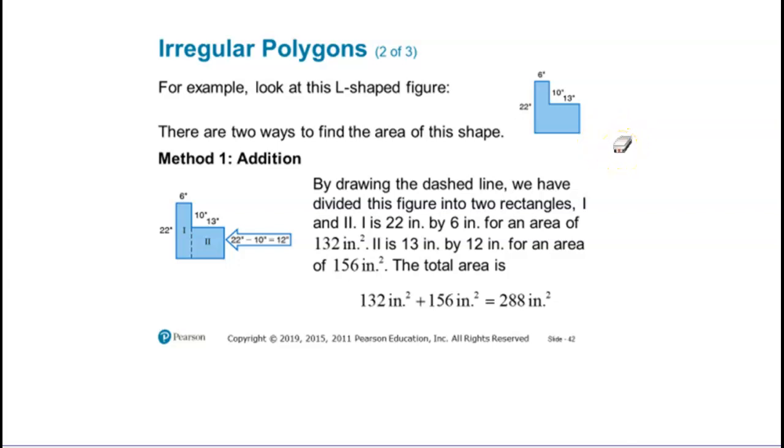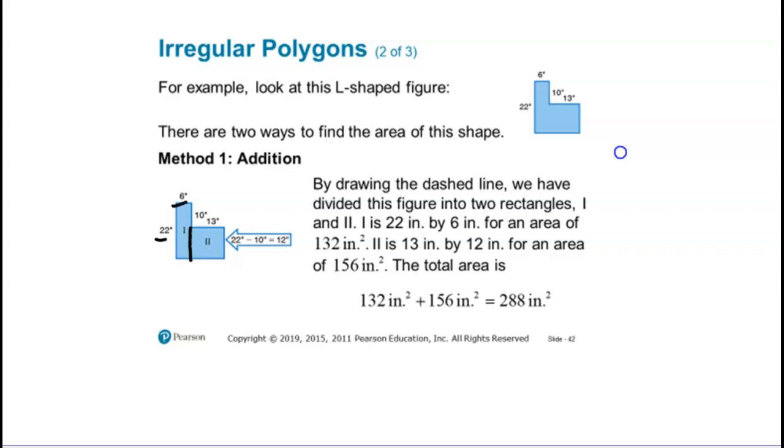And so we know how to find the area of rectangles. That's length times height. And so we can look at this by dividing this up right here, and we can have actually two different rectangles, rectangle 1 and rectangle 2. You see the Roman numerals. And rectangle 1 will be 22 feet by 6 feet. And that's length times width, and we can get the number for that.